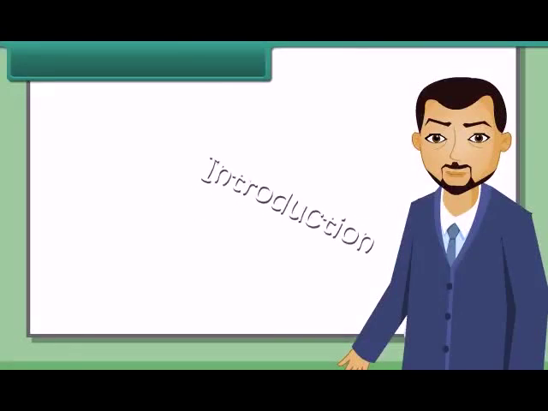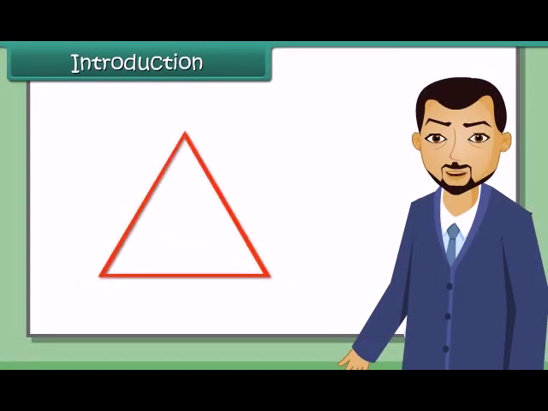Introduction. We have seen that a triangle has six parts, three sides and three angles. But to construct a triangle, you need to know only three parts. So we can construct a triangle using the SAS, ASA, SSS and RHS axioms.